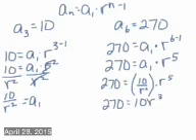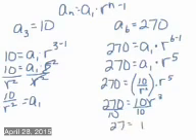Now, Skylar, what do I have to do to solve for r? Divide by 10 is right. So 270 divided by 10 is 27. Hey, Michaela, do you remember how to get rid of r cubed? Cube root it. How do you do that?